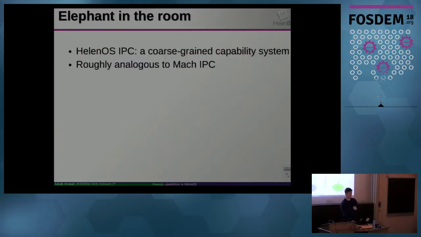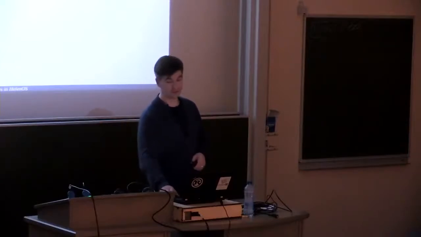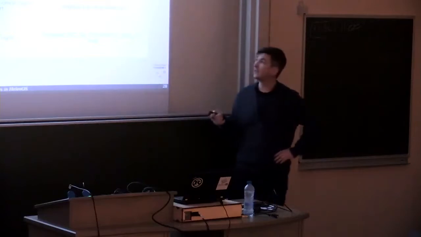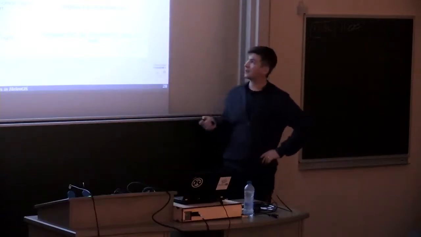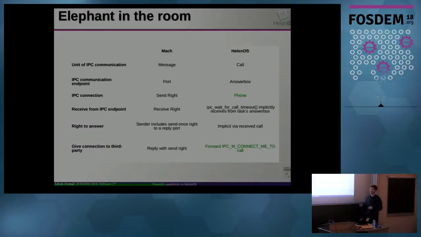This was important to actually realize that HelenOS contains a coarse-grained capability system which is in its IPC. My claim is that this IPC is roughly analogous to the Mach IPC, even though there are some limitations that we shall see. So here is a little table which maps the analogies from Mach to HelenOS and vice versa.